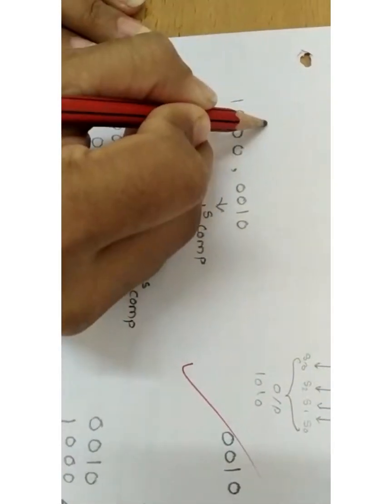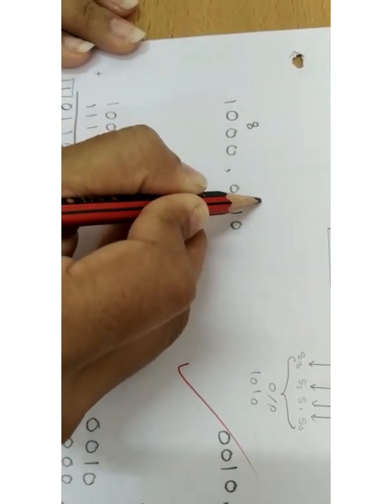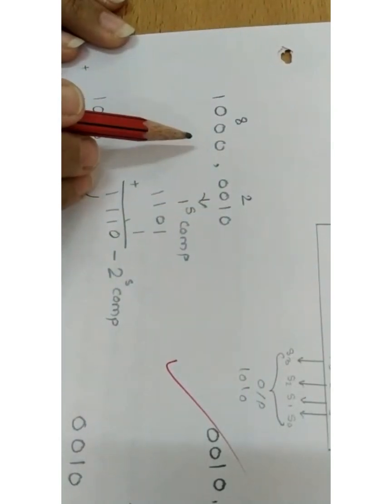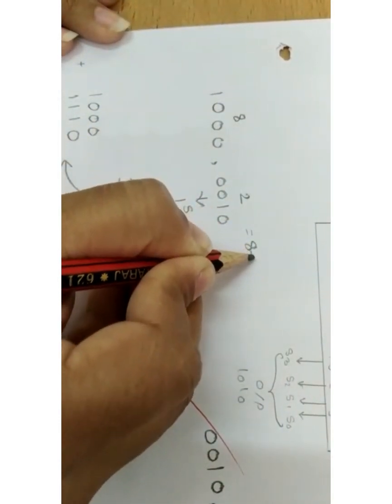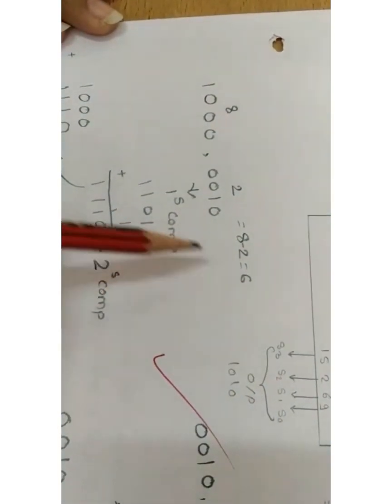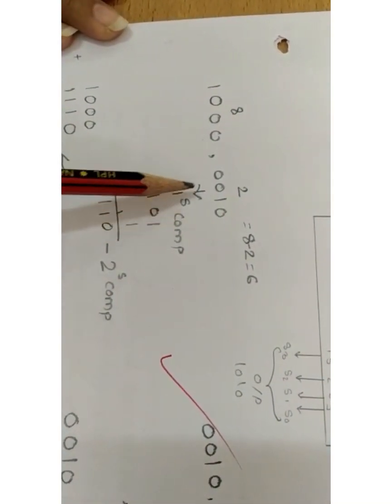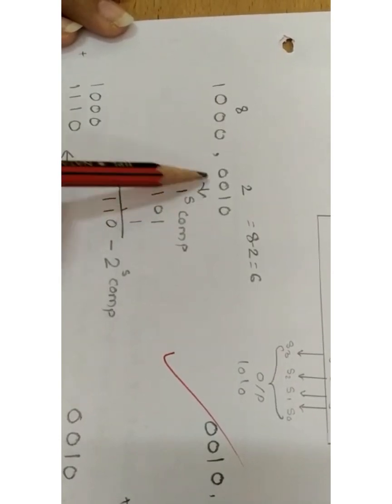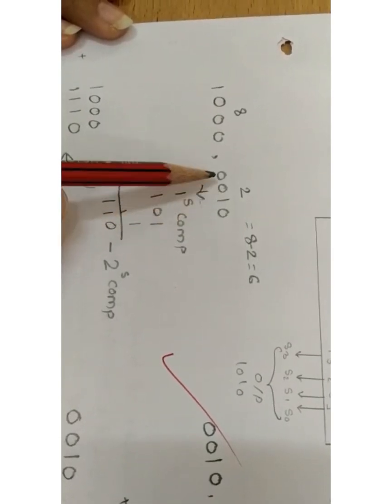1000 means 8 and 0010 means 2. So I am taking two numbers. 8 minus 2 should give the answer 6. We will see how you get the answer 6 by the 2's complement method. So I am taking the 1's complement of the second number, that is 2.